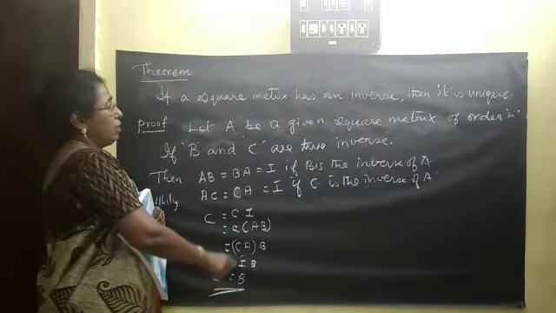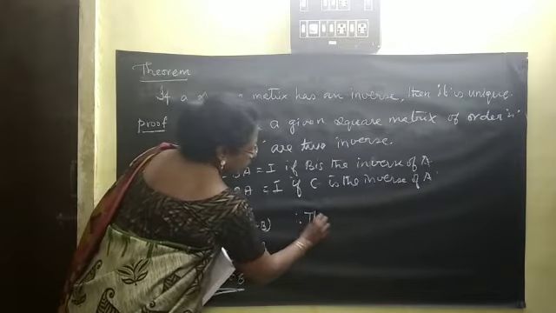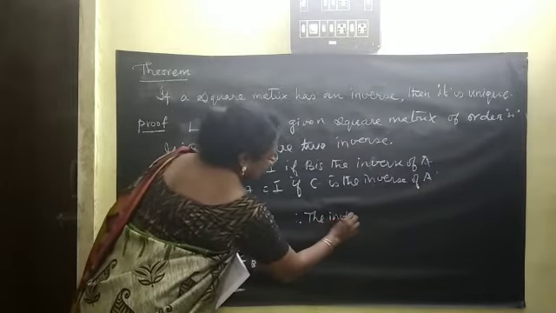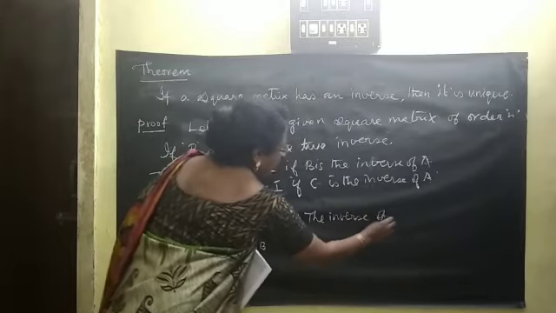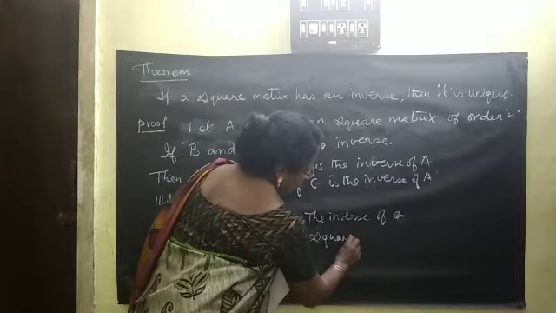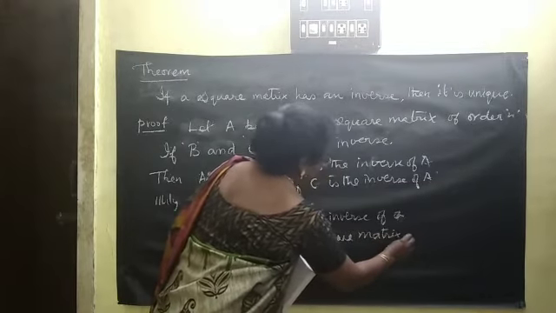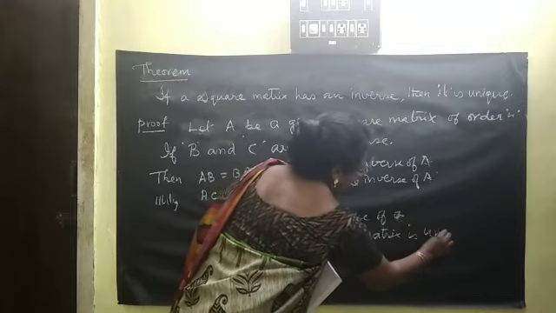Therefore, the inverse of a square matrix is unique.